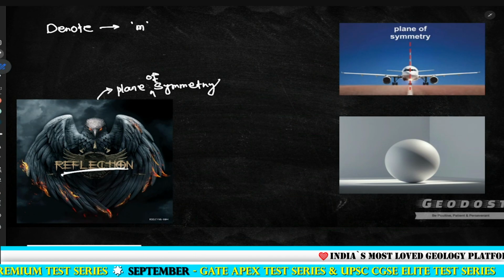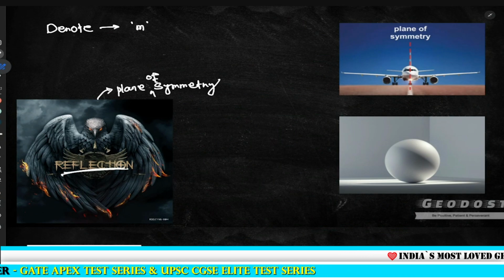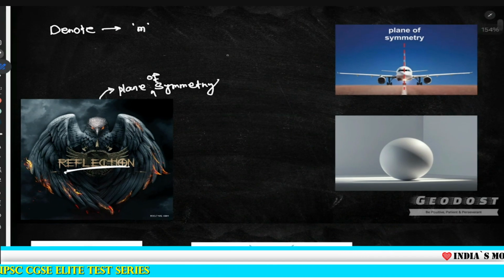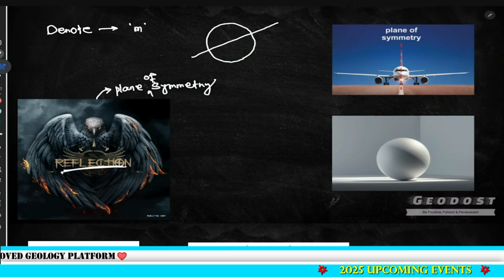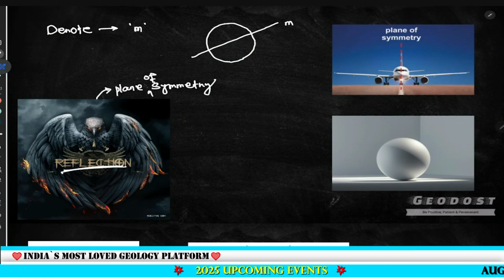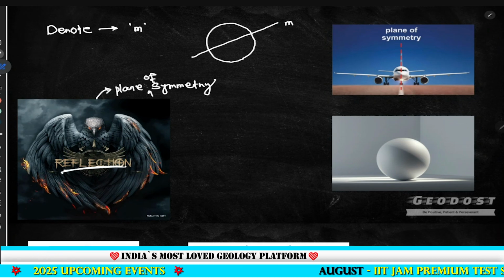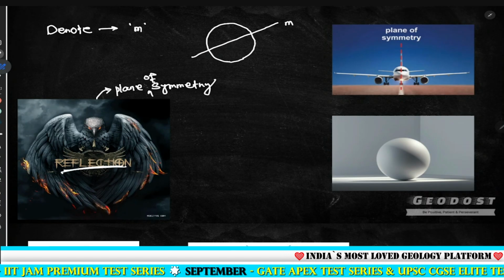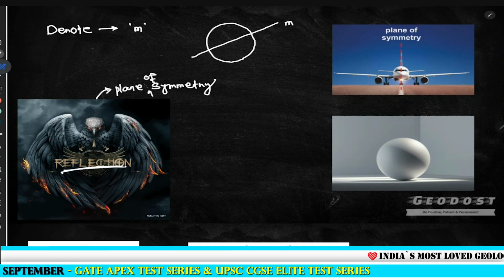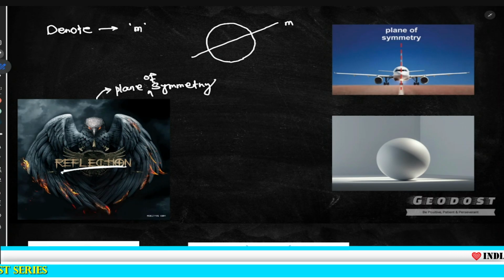Okay, so what happens here in case of the mirror plane? Suppose there is a circle. A mirror plane passes through it. Suppose a mirror plane passes here. This is a mirror plane, let it be denoted with a small m. So what happens? The pattern on one side will be reflected. Get my point? The pattern on one side is a mirror image of the pattern on the other side.